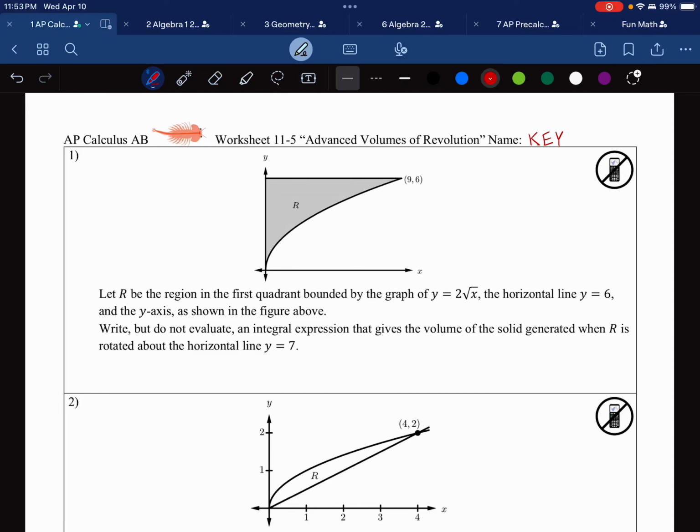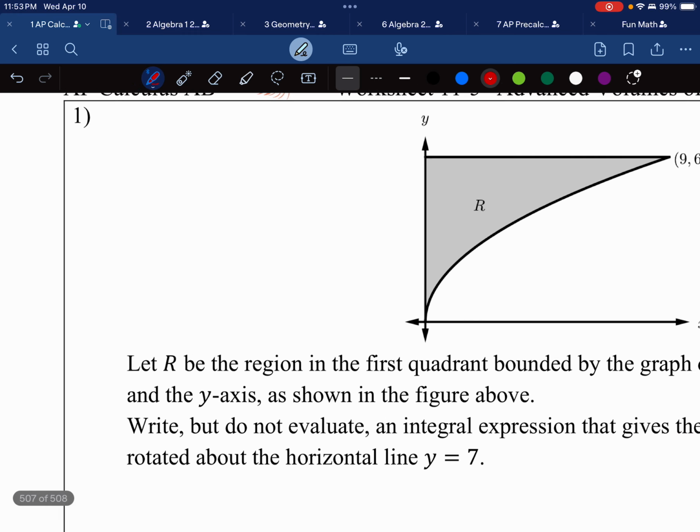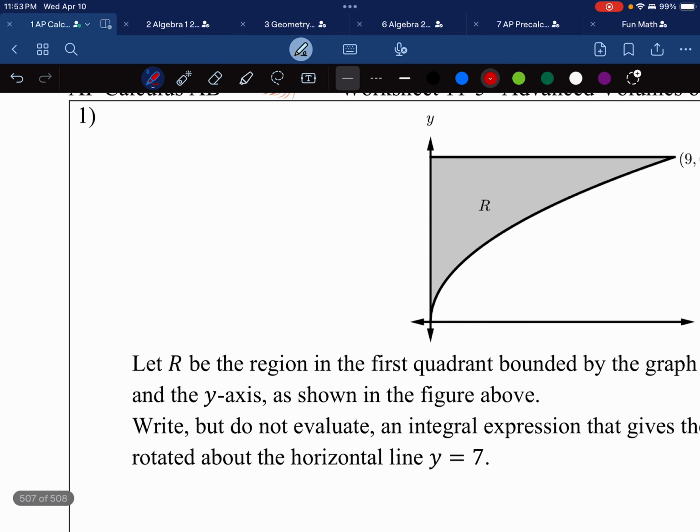This is AP Calculus AB. We are on worksheet 11-5, Advanced Volumes of Revolution. These are the solutions. Again, remember that the general idea behind each of these is we need a few things.